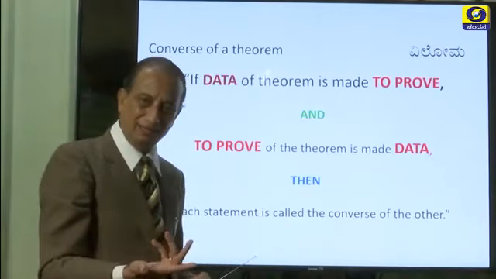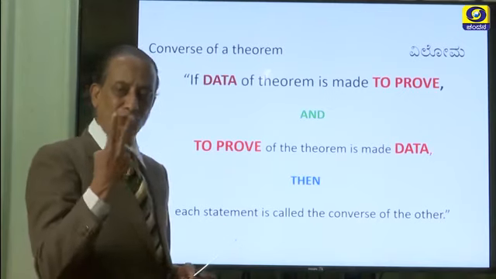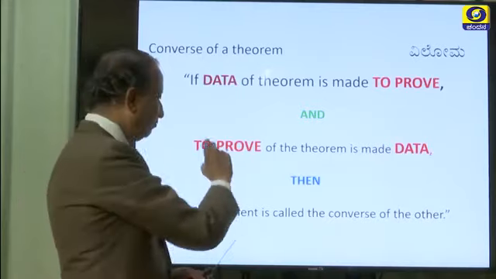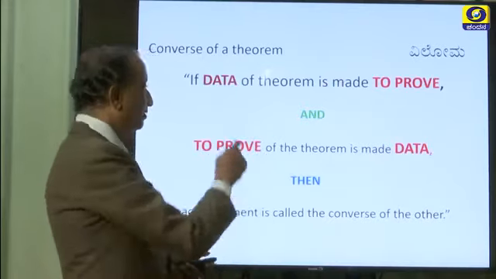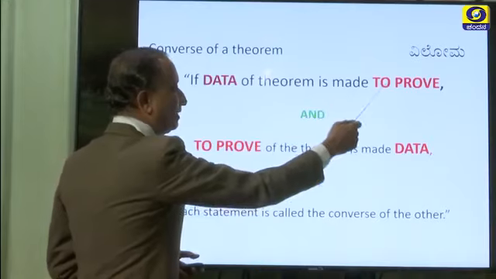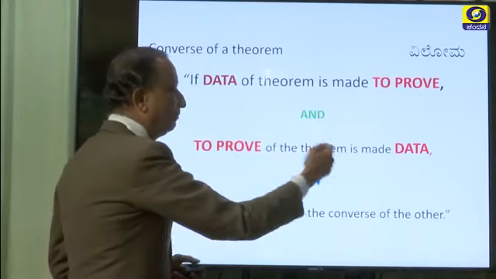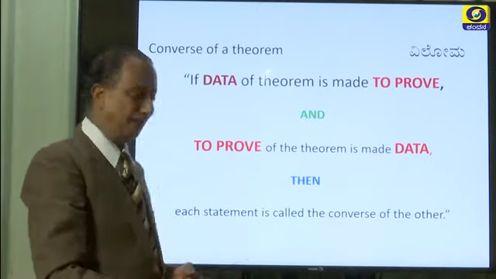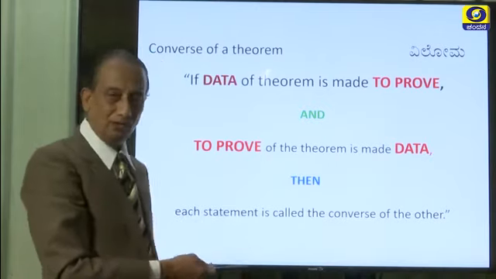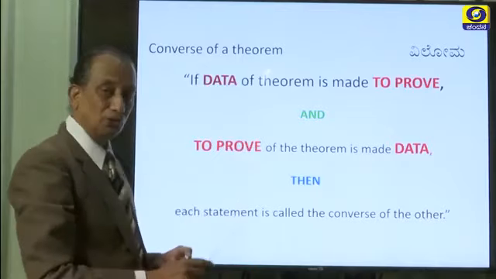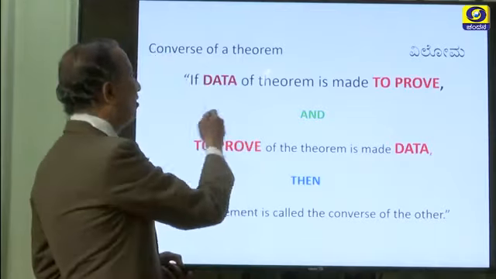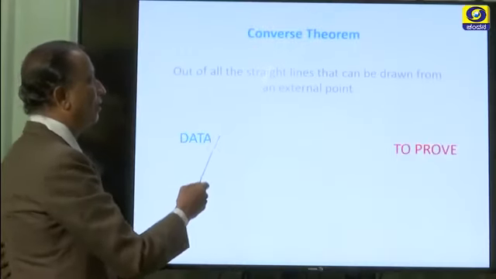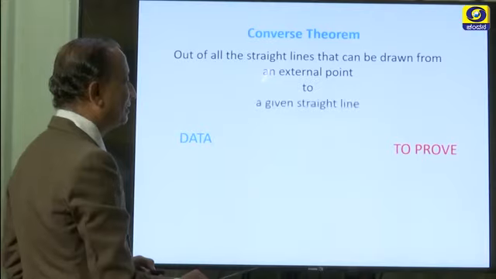If you take any theorem, any proposition, it will have two things. One is the data part, the hypothesis, and the other is the conclusion part. So, if you make the data the to-prove, and convert the to-prove into data, you will get another new theorem, a new statement, and that is called the converse of this theorem. Now, having understood the meaning of the converse of a theorem, let us understand what the converse of this theorem is.